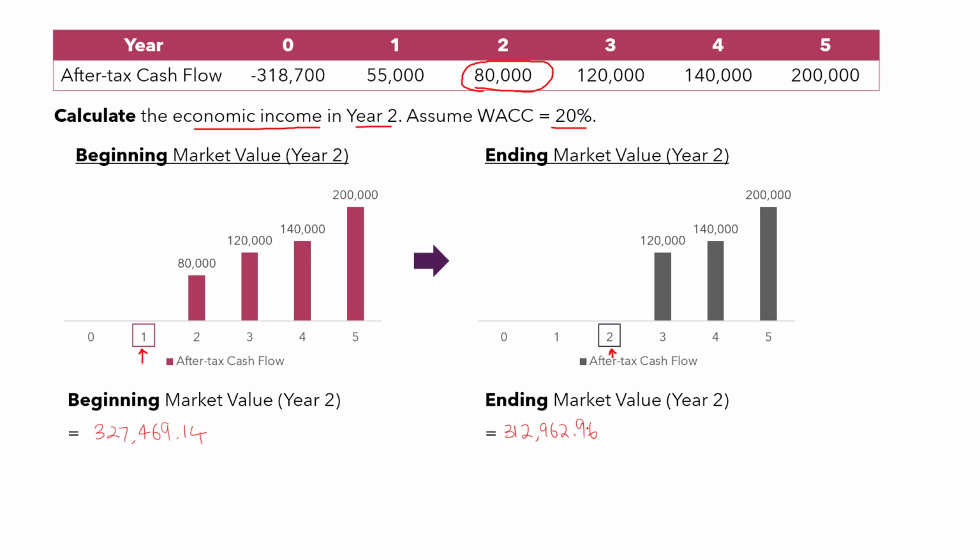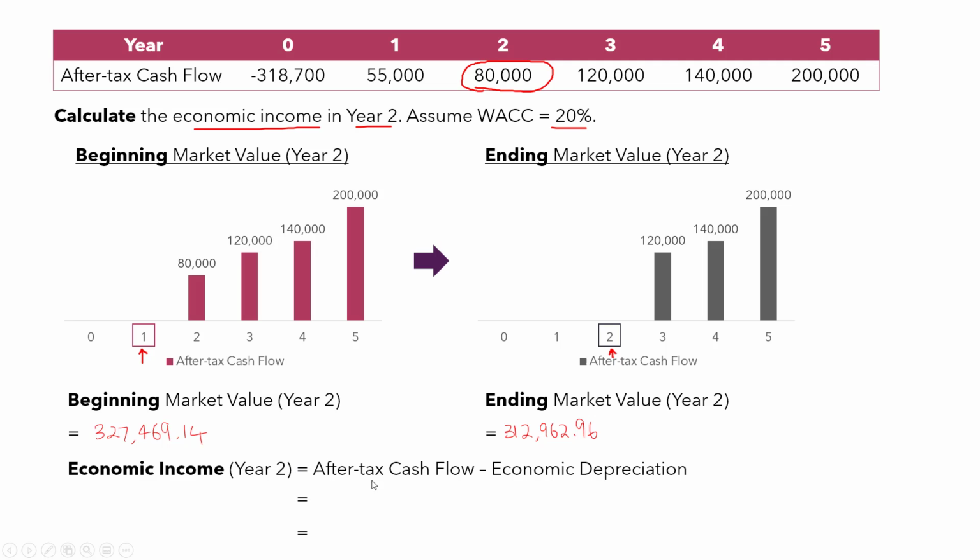With that done, we can now compute the economic income, which is the after-tax cash flow of 80,000 in year 2, minus the difference, which is the beginning market value minus the ending market value. This will be equal to $65,493.82. So that's the economic income in year 2.